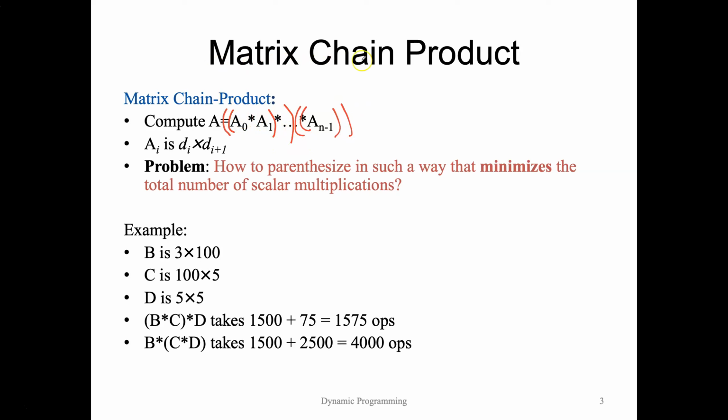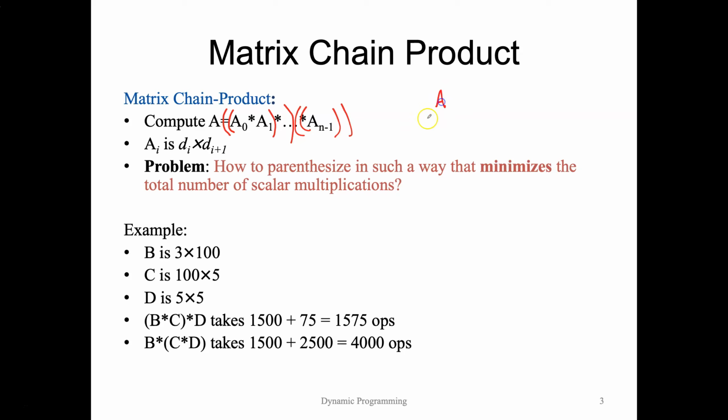So the matrix chain product problem is that, given a chain of matrices with different dimensions, we want to figure out a way in which we can parenthesize them so that we minimize the total number of scalar operations that we have to complete. And the scalar operations are just based on, we're given two matrices.